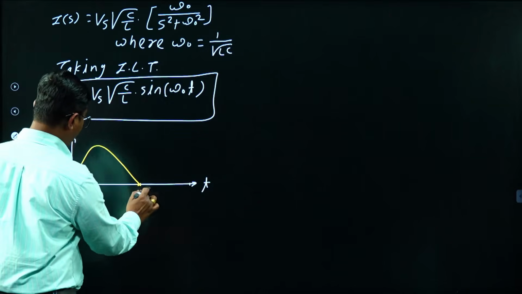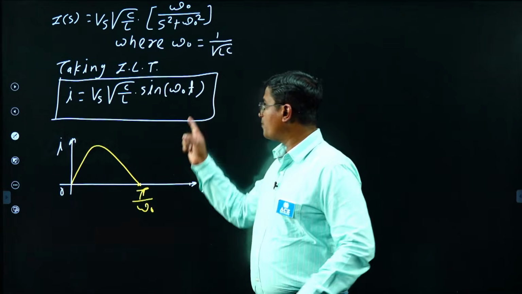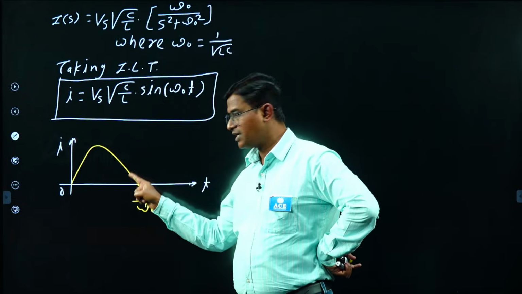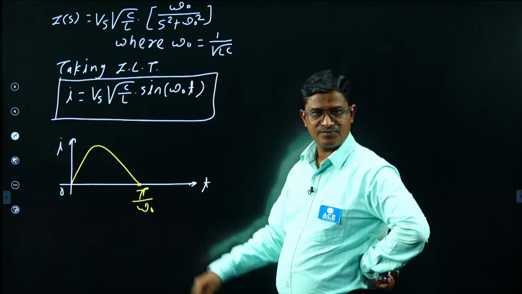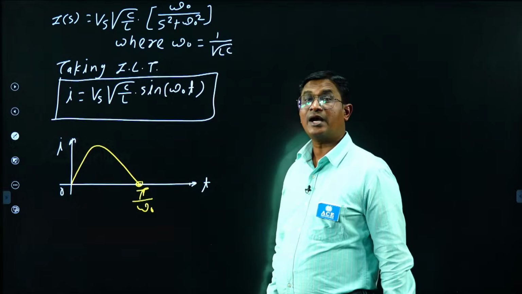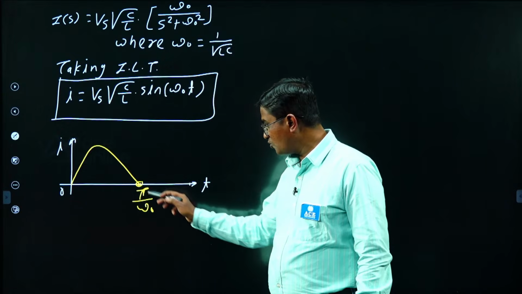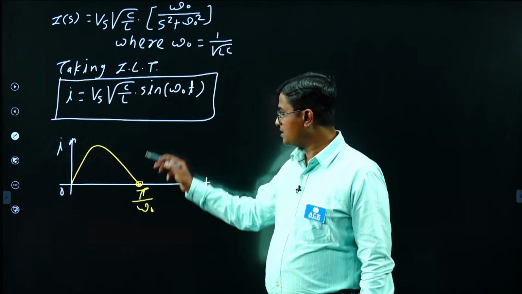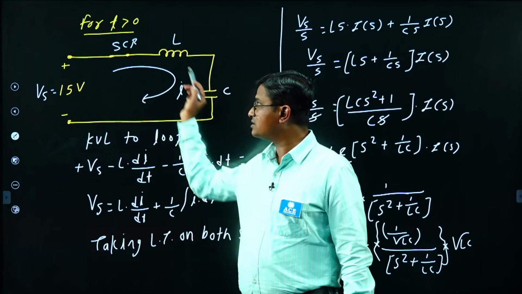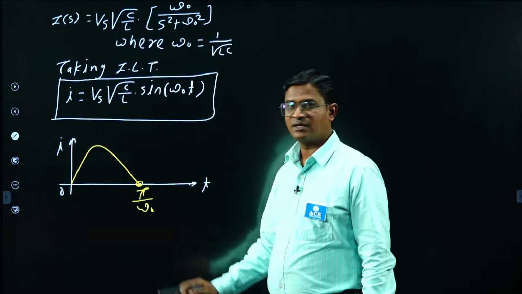This time is pi by omega 0. If I put t equal to pi by omega 0, that becomes sin pi. Sin pi is 0, so you'll be getting a half cycle sinusoidal. At pi by omega 0, my current becomes 0. At this point the SCR will turn off, because as per this expression, after this point my current will try to go to a negative value. Negative value means my current will try to reverse, but will my SCR allow reverse current? No. So here my SCR will stop conduction.